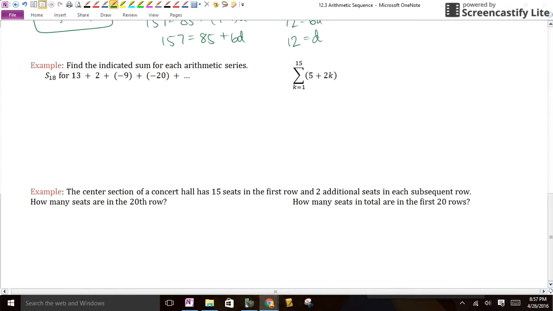All right, nice work. Now let's move on to summation. Now, summation is a little different, right? That means we're going to add up the entire list of numbers. So here in this next example, you can see that what they're asking us to do is to sum up the first 18 numbers in this list.